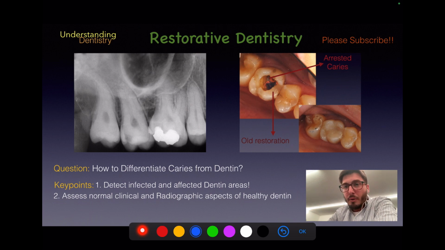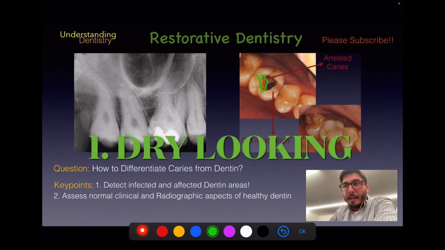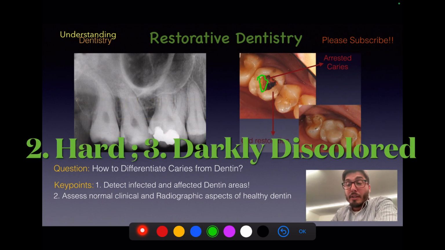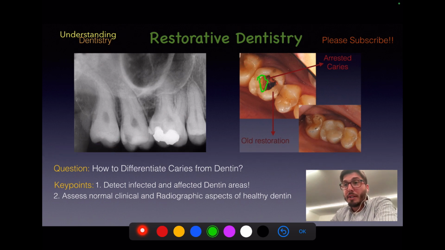So if you consider now the situation of the dentin, take a look at this. We have the normal dentin here, right? So what are the characteristics of the normal dentin? The characteristics are dry looking, hard, darkly discolored, and plaque-free. Okay, so those are the most important characteristics of a healthy dentin.